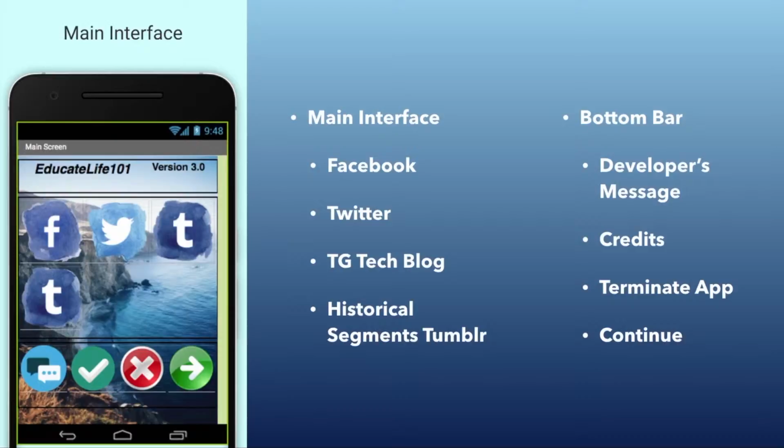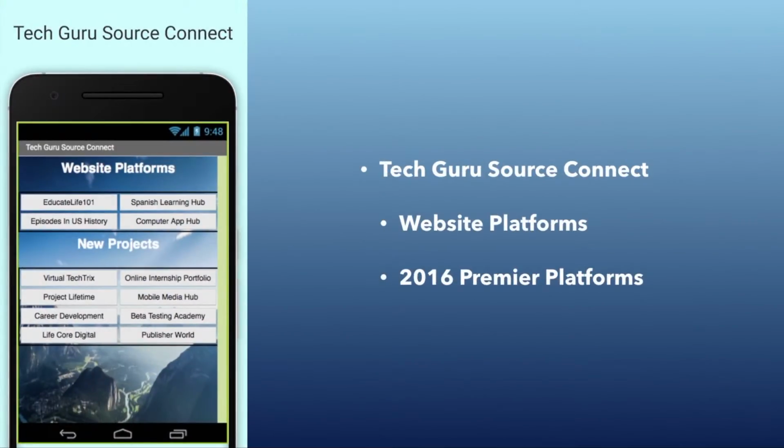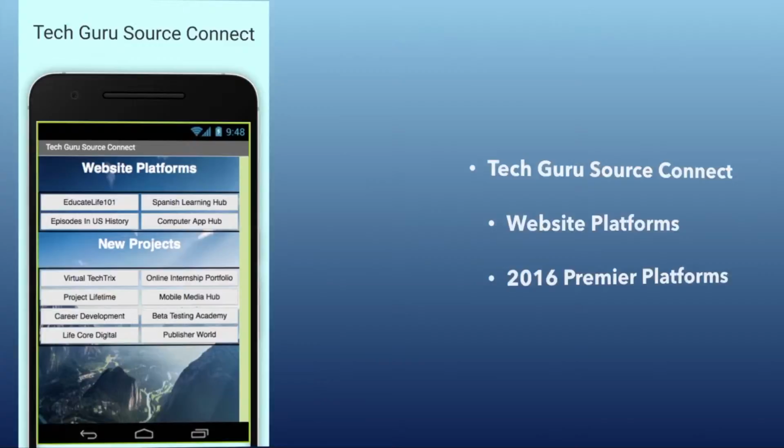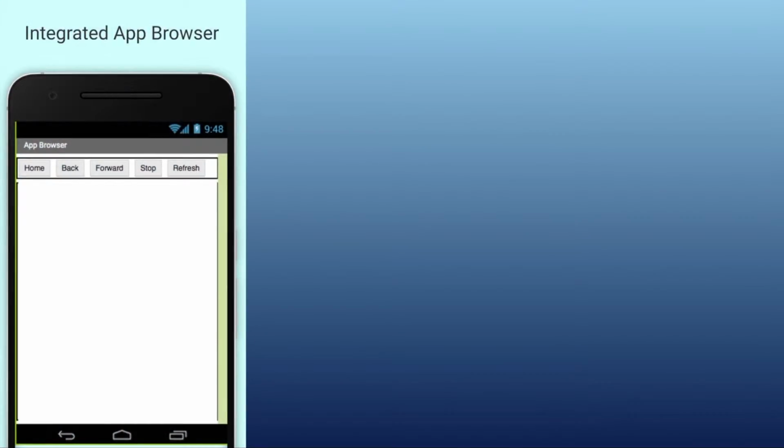And of course, what would the app be without the continue button? Because if that was not there, you would not be able to access Tech Guru Source Connect. And going right into Tech Guru Source Connect, all the website platforms that have been released at the 2016 premiere and the previous platforms are all there. And when you access anything internet related, which is most of the application, you get this one integrated app browser.